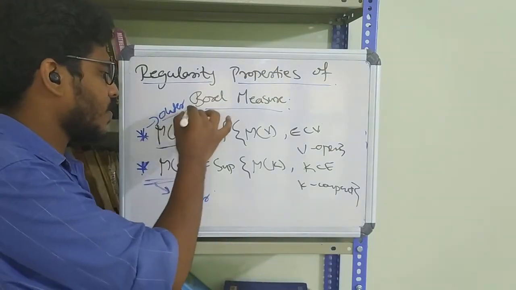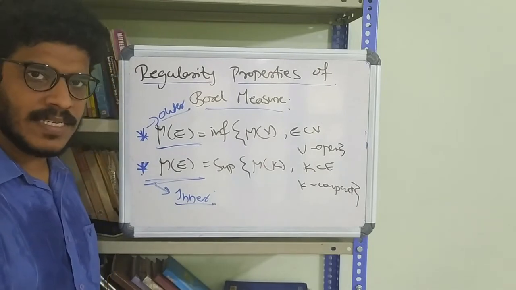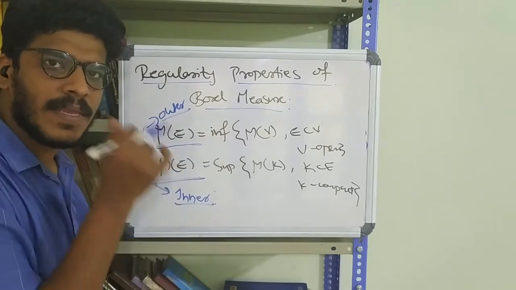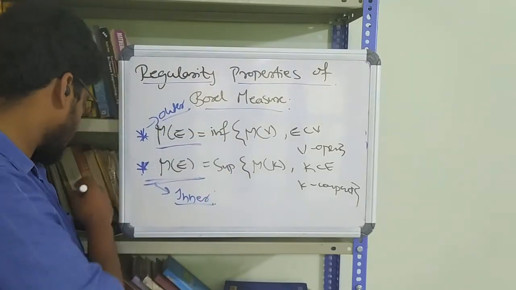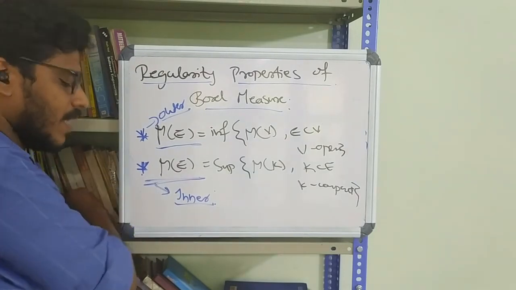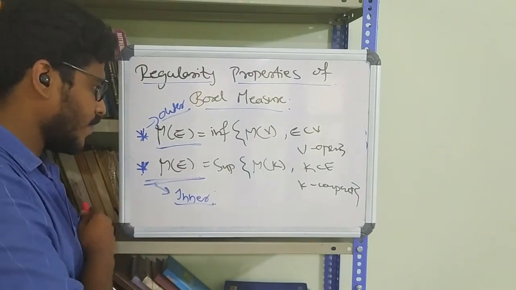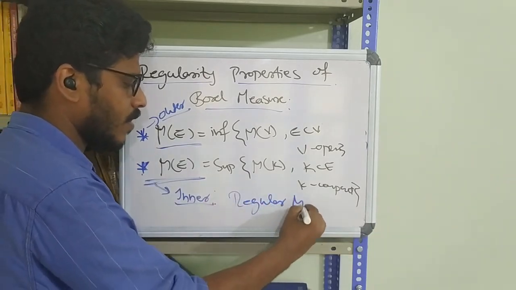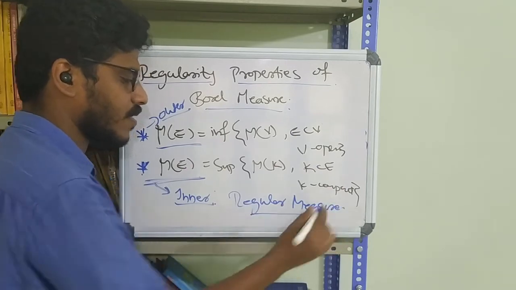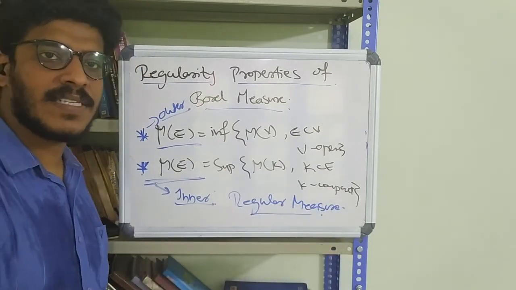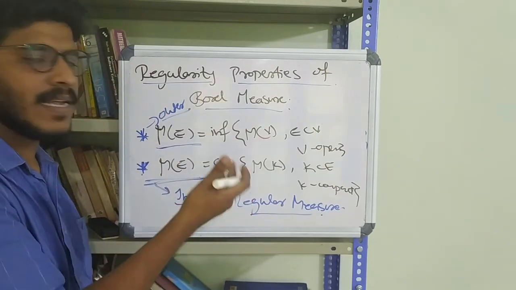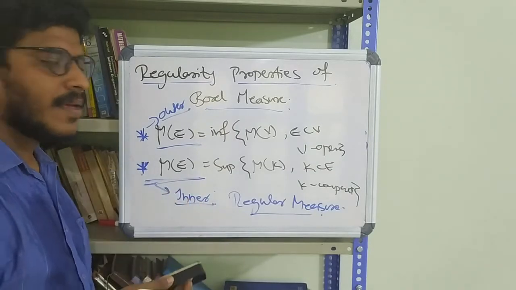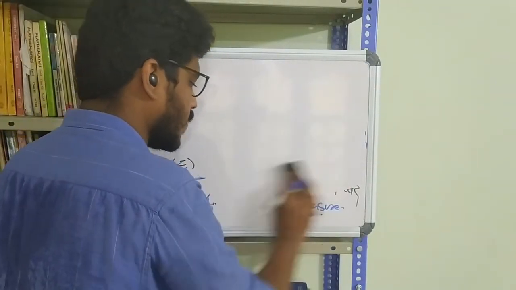Remember these names, inner regularity and outer regularity, and if a measure mu has both of these two properties together, such a measure may be called a regular measure. A regular measure. So what is a regular measure? A measure which is both outer regular and inner regular. And we now know what we mean by inner regularity and outer regularity. Right. So let's move on.